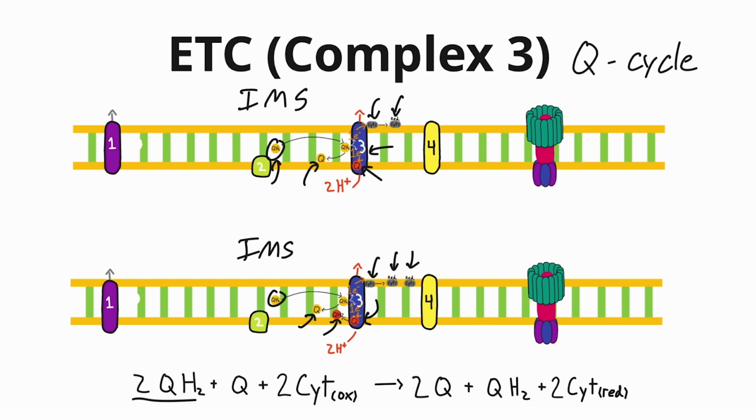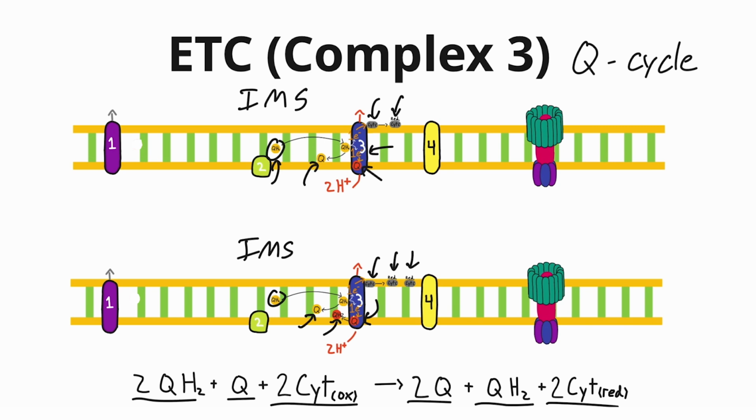We used up 2 reduced coenzyme Qs, 1 in step 1 and 1 in step 2. To start the whole Q cycle, we had the oxidized coenzyme Q that was already present at complex 3, and we had 2 oxidized forms of cytochrome C. After both steps, our reduced coenzyme Qs donated all of their electrons and became oxidized, and the oxidized coenzyme Q that was already at complex 3 got fully reduced by the end. And our 2 cytochrome Cs also got reduced.